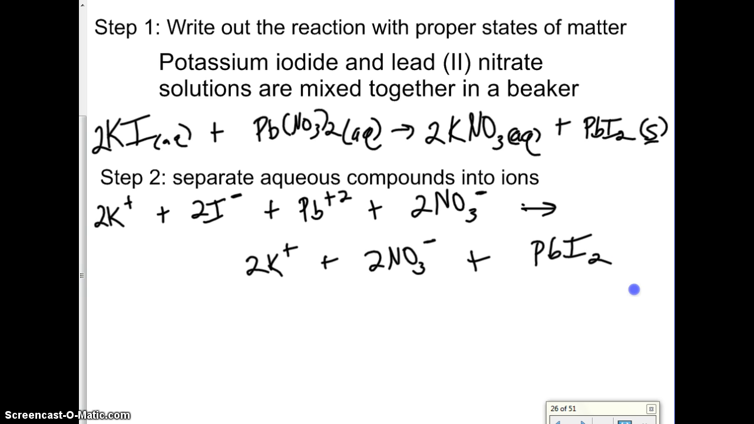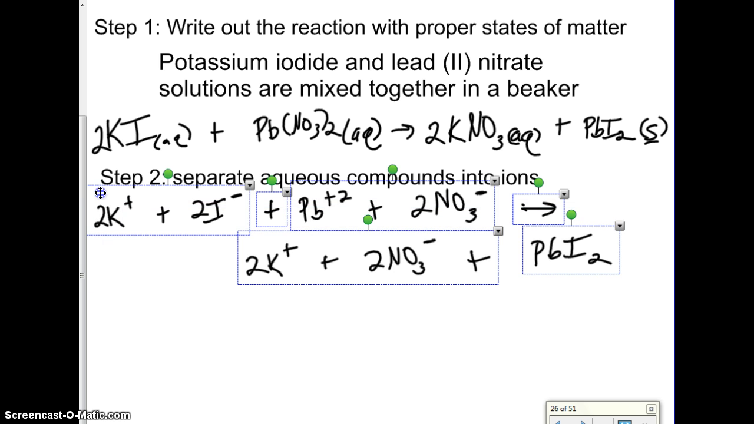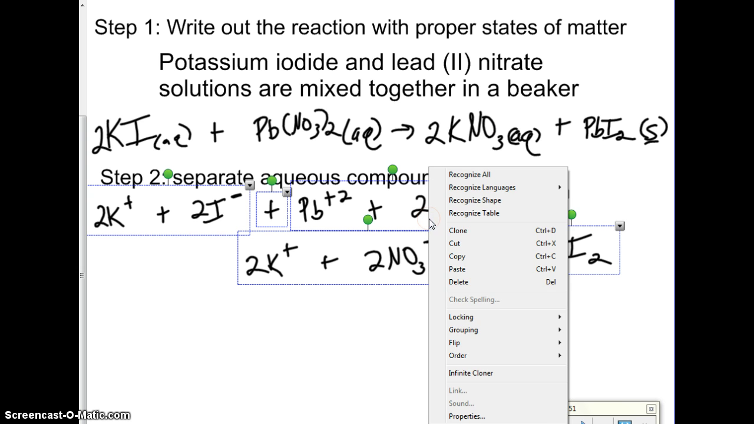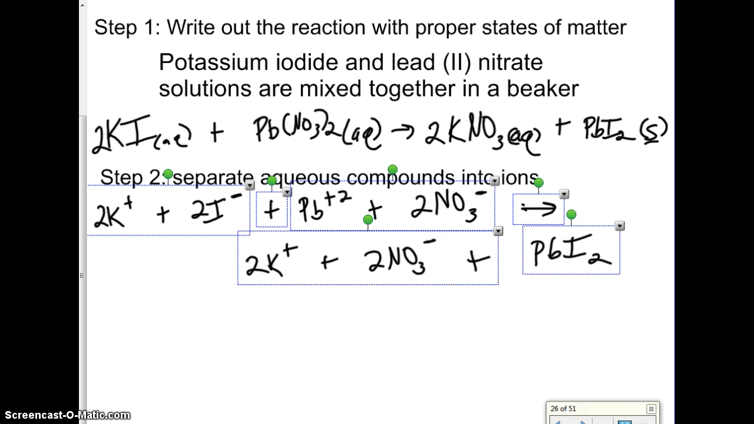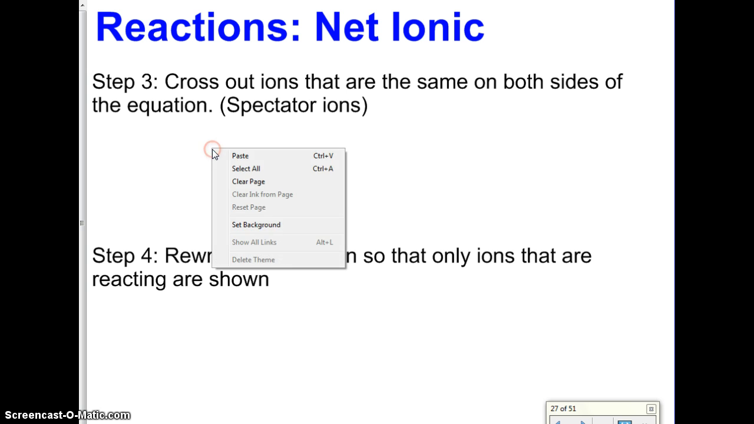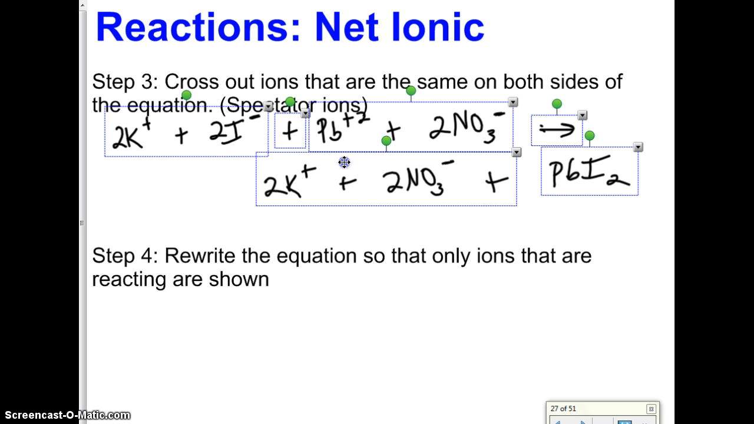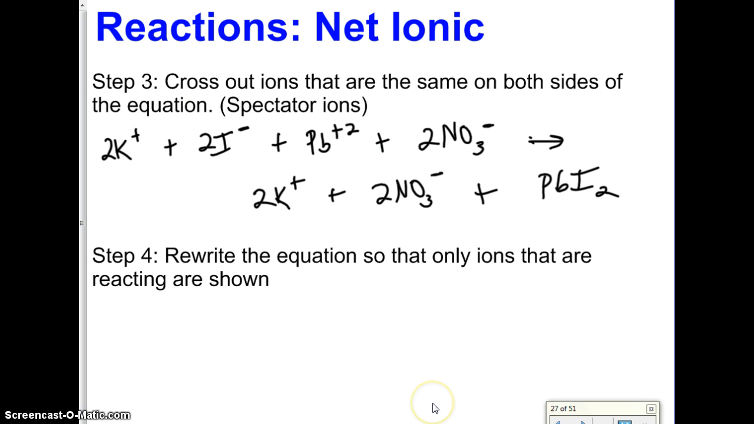So let's take this, copy it, and bring it over to our next slide. Because what we want to do, our next step, is to cross out all the ions that are on both sides of the equation.